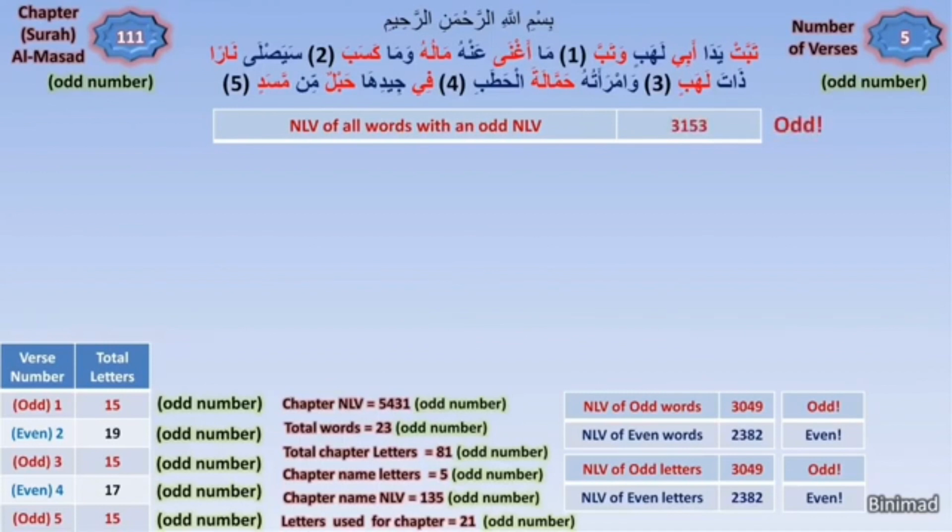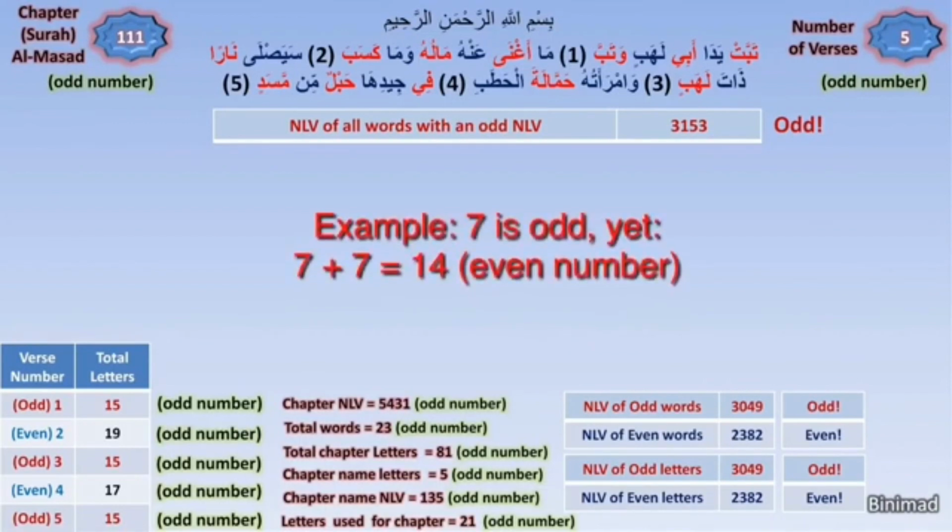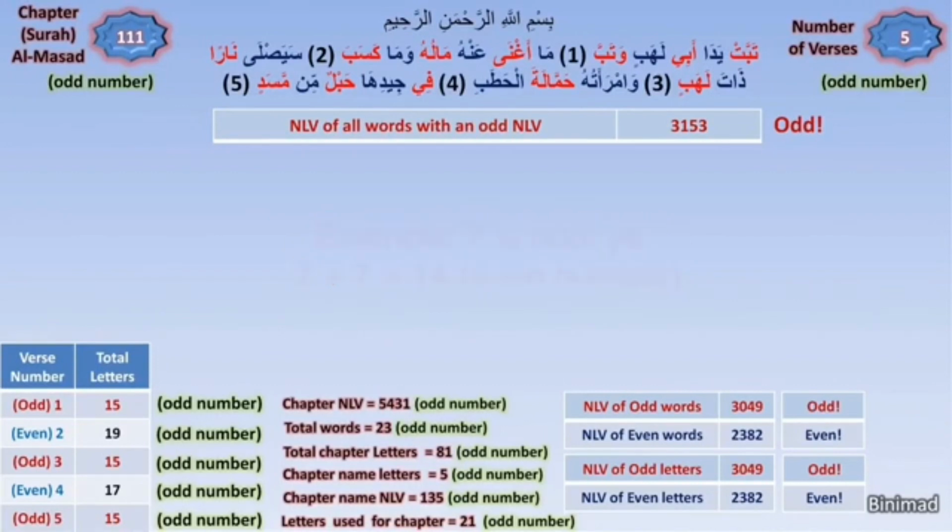3153, which is an odd number, thus perfectly matching that they are each individually having total numerical letter values that are odd. This is striking because there is no reason why adding odd numbers should give us an odd total. For example, 7 is an odd number, but 7 plus 7 equals 14, which of course is an even number. This again is amazing, but can we show that this is not by chance?